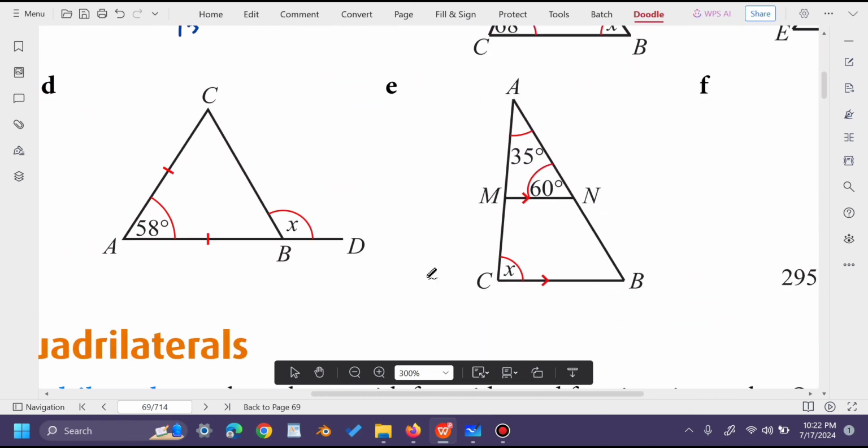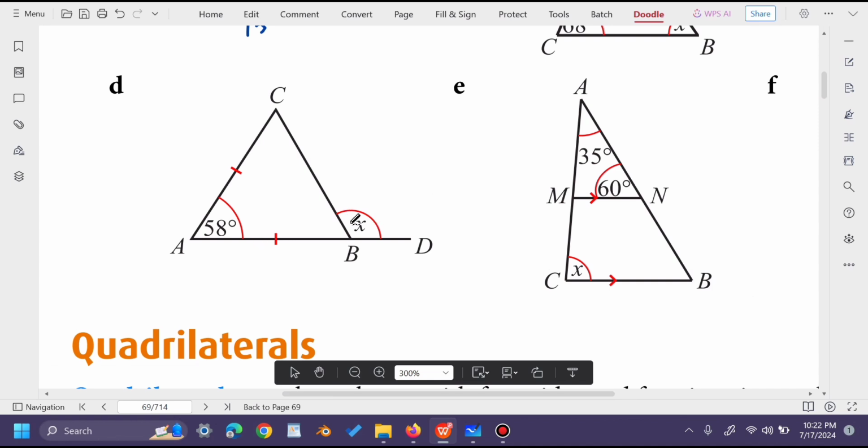Now we have D part, right? In the D part we need to find this x. We came to know that these two lines are equal, so that means both of the angles are equal over here. So we can say that 58 plus this angle equals 180 degrees. Can we name it y, because both of them are the same.